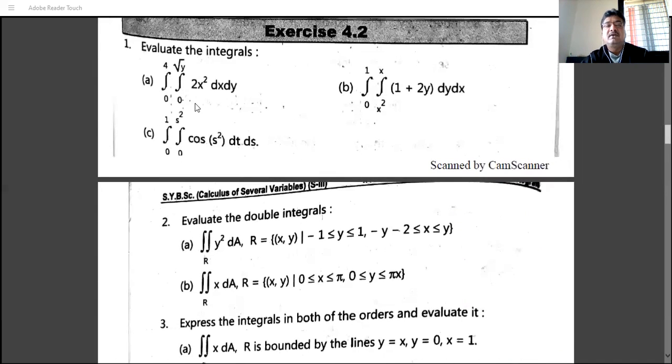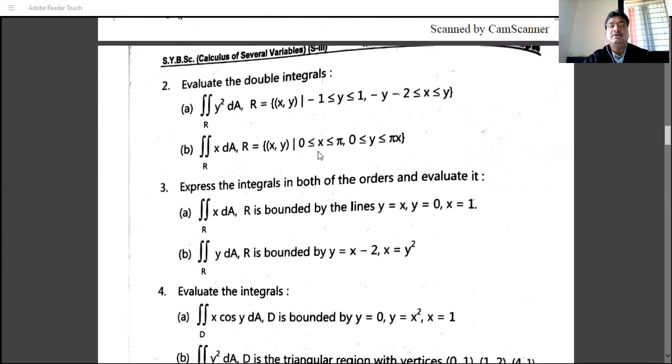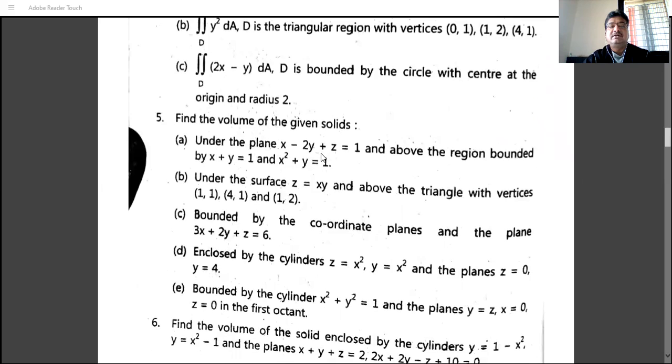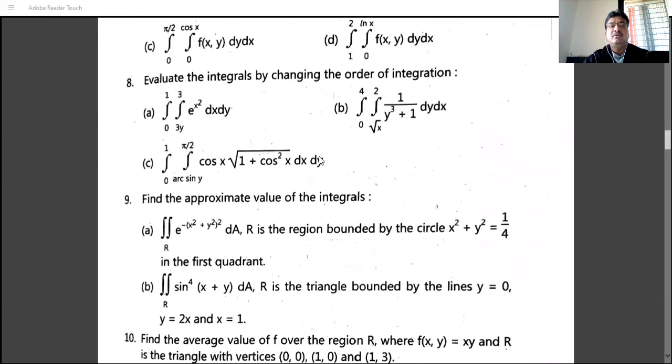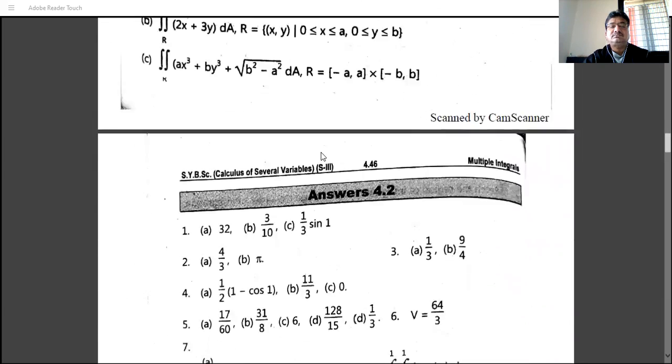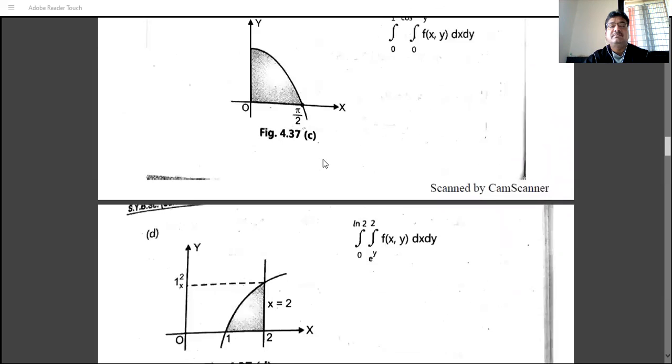Okay, these are some exercise problems for homework assignment. Solve these problems in your assignment notebook. Their answers are also given.